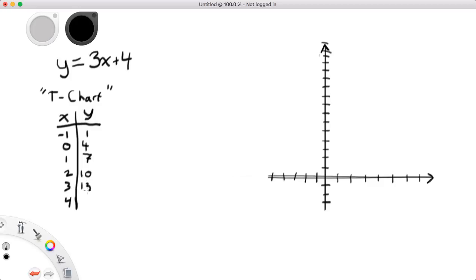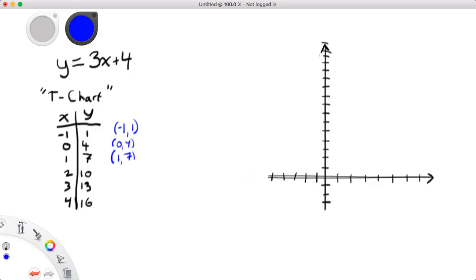3 times 2 is 6, plus 4 is 10. And I can even see there's a pattern here, right? I'm adding 3 each time. I bet the next one's going to be 13. Let's see. 3 times 3 is 9, plus 4 is 13. Excellent. And then I'm going to add 3 to that. It's going to be 16. 4 times 3 is 12, plus 4 is 16. That is correct. Okay, good.